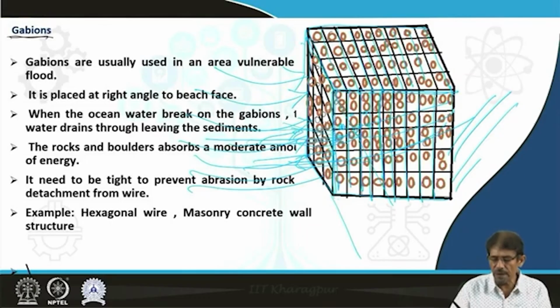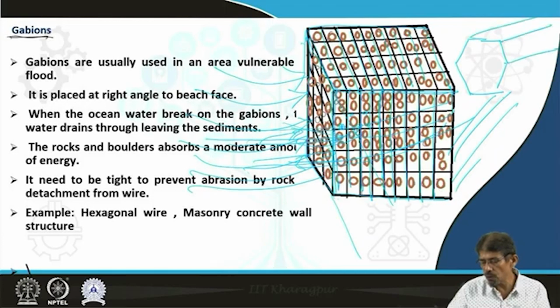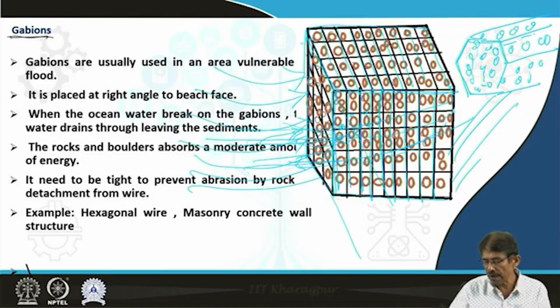It may be of square cross section, or it may be of hexagonal section. The hexagonal section is technically more useful for protection of a coastal zone subjected to erosional impact. Such gabion structures we are utilizing particularly in the coastal zone. Why?